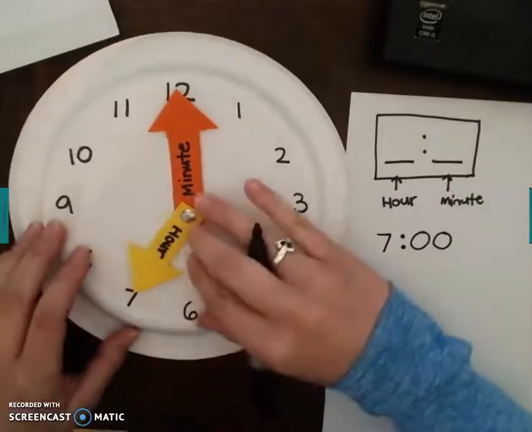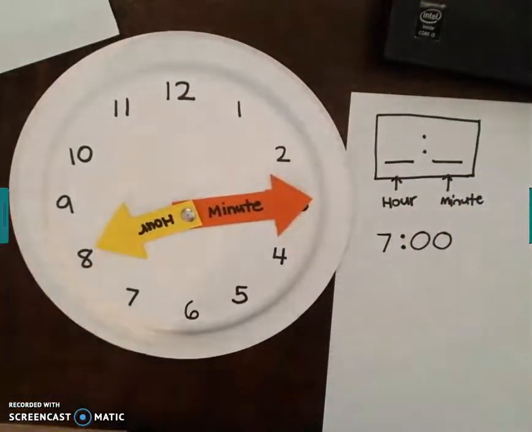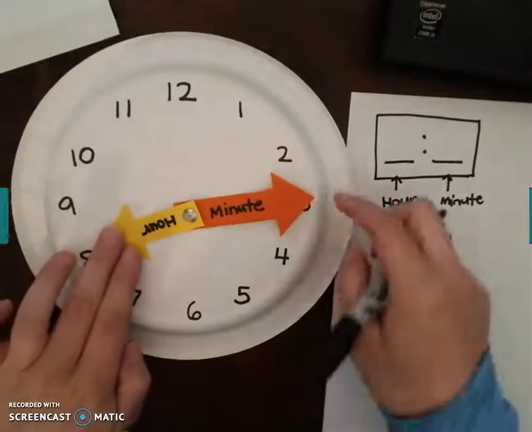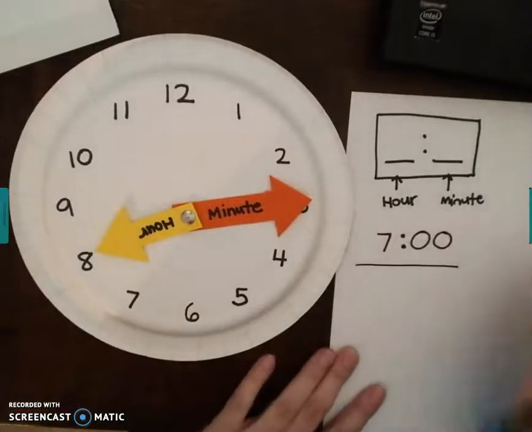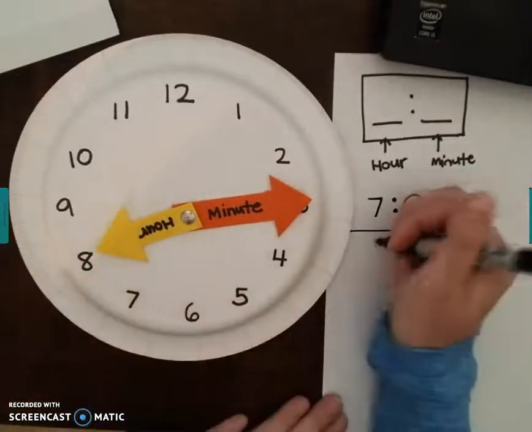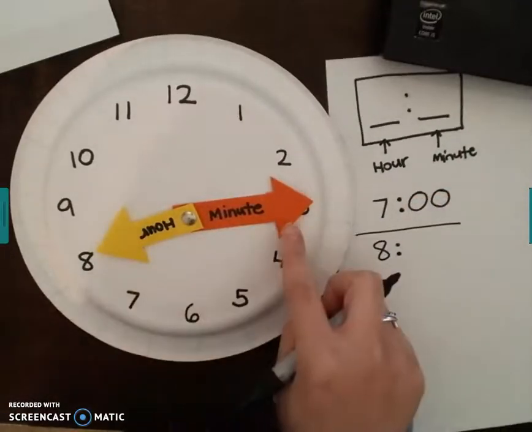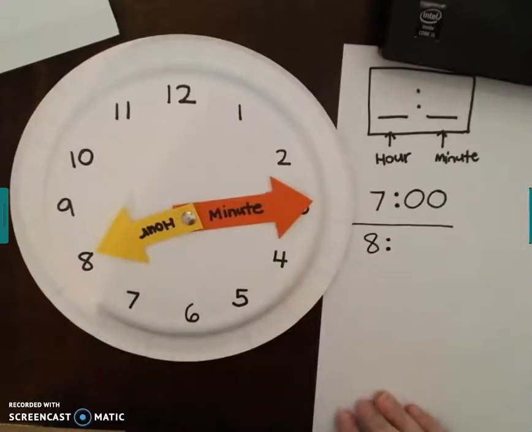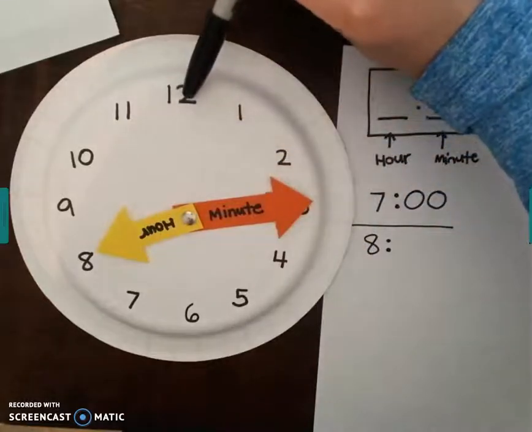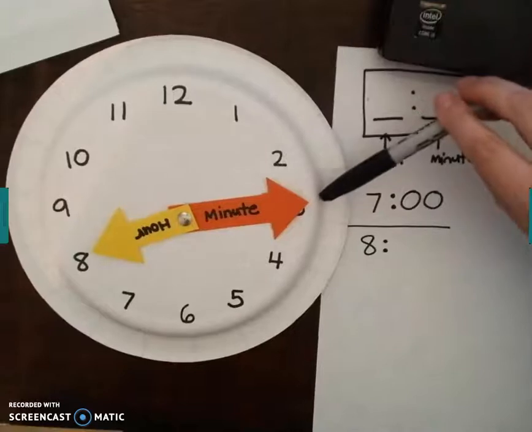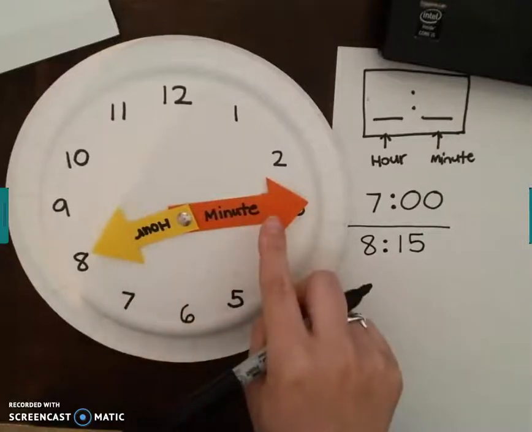Let's try another one. What if it was like this? My hour hand is on the 8 and my minute hand is on the 3. So again, always start with your hour hand. My hour hand is on the 8. And then my minute hand, I'm not going to say that it's 8:03. I'm going to start by counting by 5s until I get to my minute. So here's 0, 5, 10, 15. So I know that this time shows 8:15.